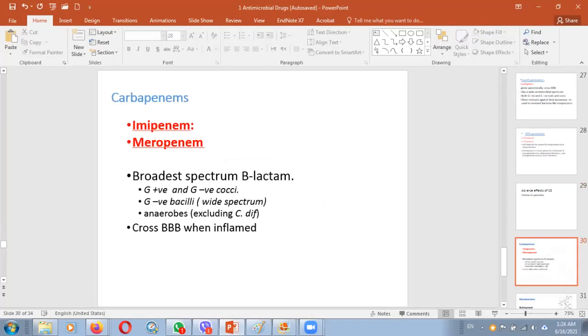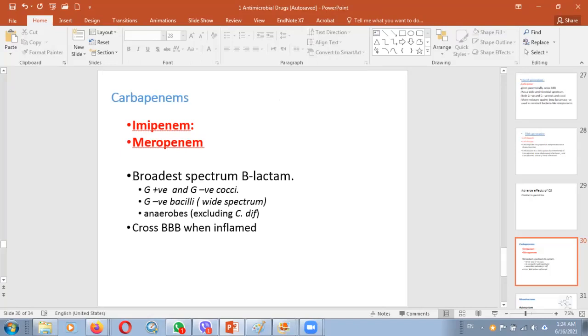Now we come to the carbapenems. They include imipenem and meropenem. They have broad spectrum effect for gram-positive, gram-negative cocci, gram-negative bacilli and anaerobes, including Clostridium difficile. Clostridium difficile is a microbe that's implicated in the pathogenesis of pseudomembranous colitis. It's a drug of choice for treatment of pseudomembranous colitis. It can cross blood-brain barrier when inflamed.